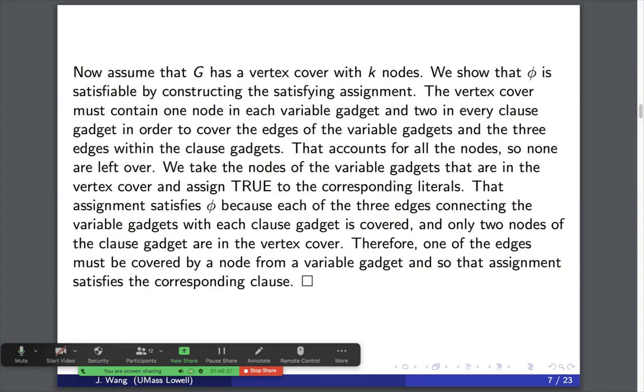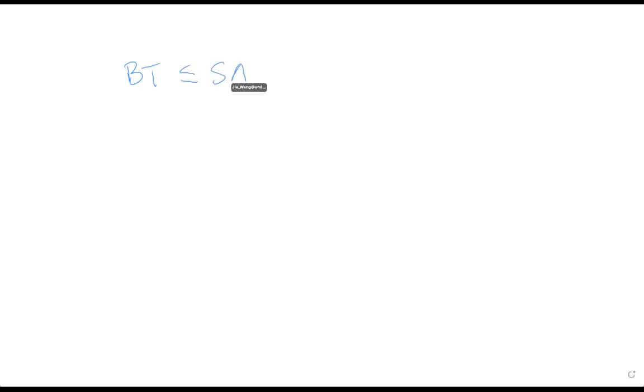So let me go back a little. Today we have looked at SAT, 3SAT, CLIQUE, and VC. So these are NP-complete. And let me draw a roadmap here before we start this Hamiltonian cycle problem. We reduce, on the timing, to SAT. And then we reduce SAT to 3SAT. And then we reduce 3SAT to CLIQUE.